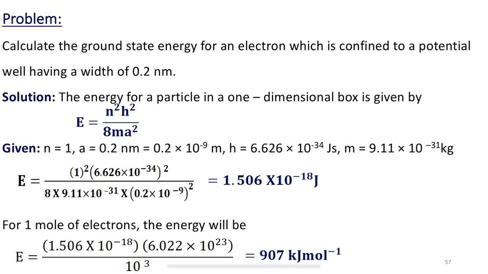Suppose it is for 1 mole of electrons, then the energy is E equal to 1.506 into 10 raised to minus 18 into 1 mole, which means Avogadro's number. Using Avogadro's number, we calculate for 1 mole of electrons the ground state energy of an electron confined to a potential well having a width of 0.2 nanometer. In this way, we can calculate the ground state energy as well as the next energy levels for an electron confined to a potential well with the help of the Schrodinger wave equation for a particle in a one-dimensional box.